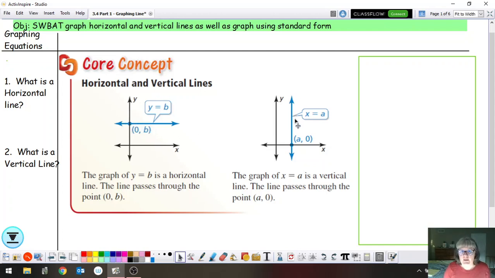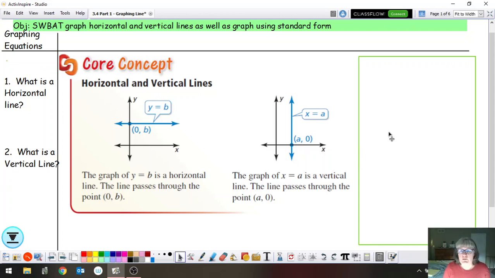A vertical line, no matter where we're at on this vertical line, the x value is always the same. So a vertical line is always going to have the equation x equals a, or x equals some number. That number corresponds to where it crosses the x-axis. So a is the value where we're crossing the x-axis. And the ordered pair for that point is (a, 0), because every point on the x-axis has a y value of 0.